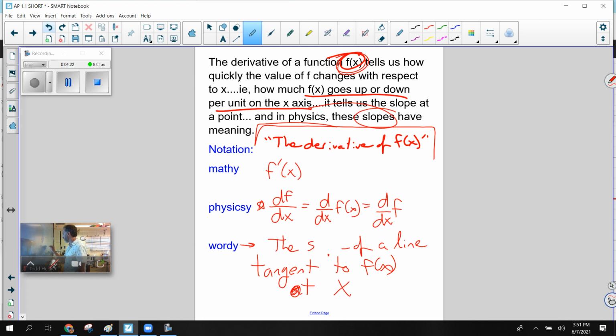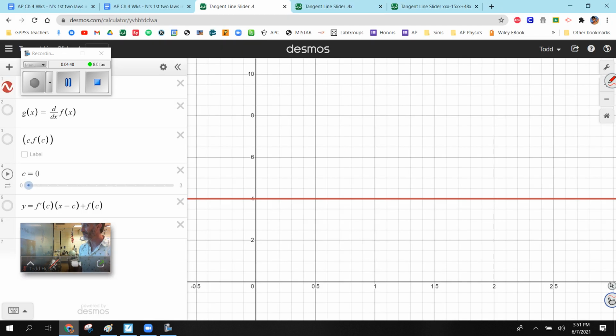Okay, that is what the derivative does. It gives you the slope of a line tangent to f of x at x. All right? So let's do some examples. And again, this is all just about how to. I think probably the easiest way to do this, I'm going to use some Desmos.